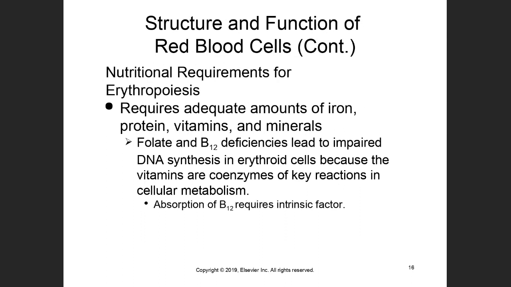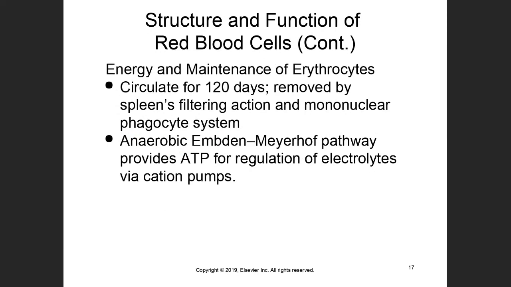Nutrition required for erythrocytes. We need folate and B12. Folate and B12 are essential, okay, to make the red blood cells. That's why deficiency of folate or deficiency of B12 produces anemia, okay? Because you can't make the DNA. Energy and maintenance of the erythrocyte: the lifespan of the erythrocyte is 120 days.